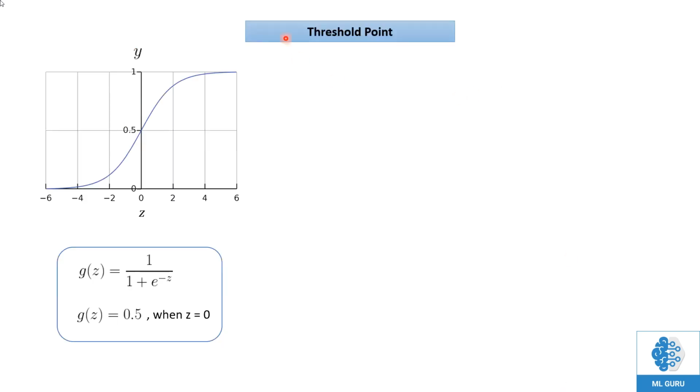Now let's discuss the threshold point, which we had discussed a little earlier. As I told earlier, the threshold point is that particular value of z at which the model outputs 0.5 as output. So according to this equation, when you set the value of z equal to 0, your model will output 0.5. But as you know, instead of z, we are passing the value wx plus b.